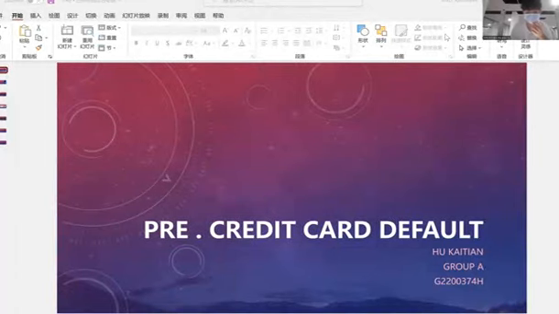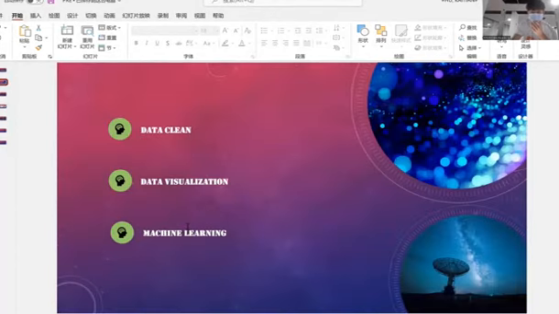I am here to share some important findings that I found through the credit default case. I mainly divide it into three parts: data cleaning, data visualization, as well as machine learning, to clarify the things I found.